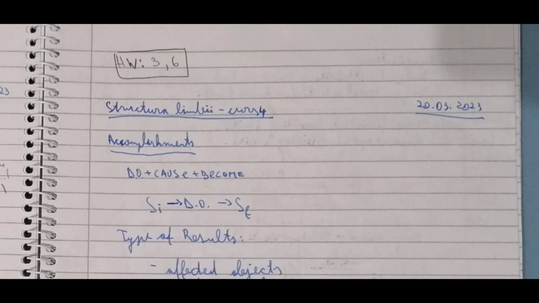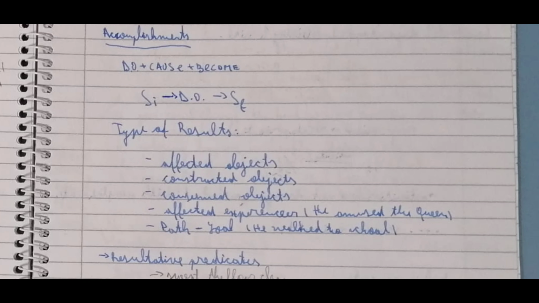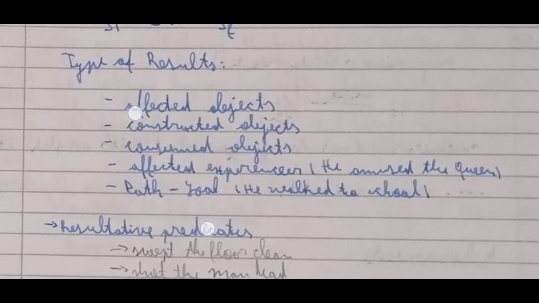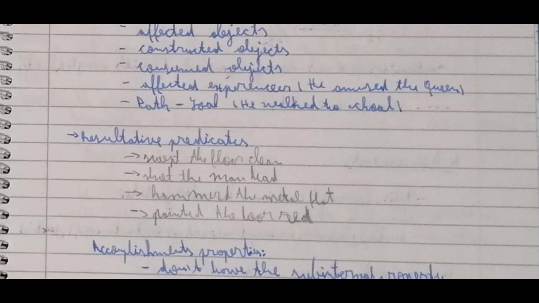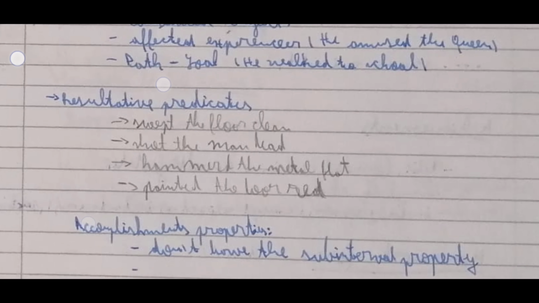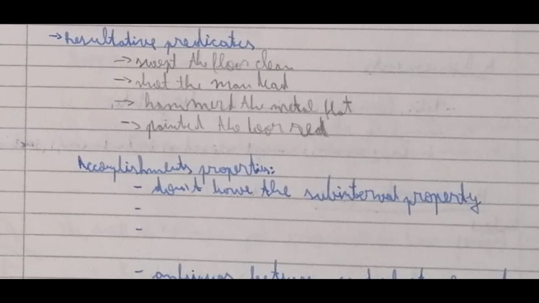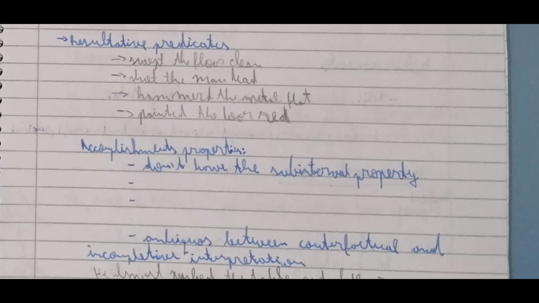Next. Accomplishment, do plus cause plus become. Type of results. Affected object, constructed object, consumed object, affected experience, these amused the queen, or path, he walked to school. Resultative predicates, swept the floor clean, shot the mom head, hammered the metal flat, pointed the door red. Accomplishment properties don't have the subinterval property.